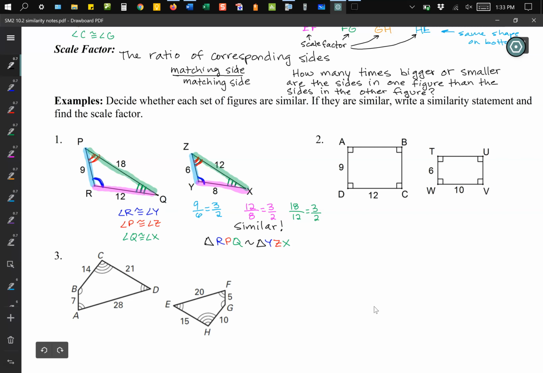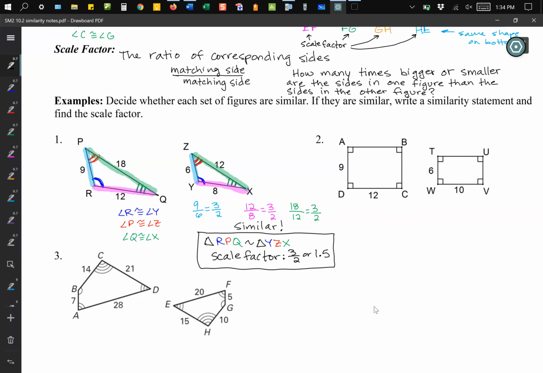Now the last thing it wants is the scale factor. Well, this is your scale factor. Whatever you get when you reduce those fractions is the scale factor. What that means, 3/2 or 1.5, is that the sides in this first shape are 1.5 times as long as the sides in the second shape.